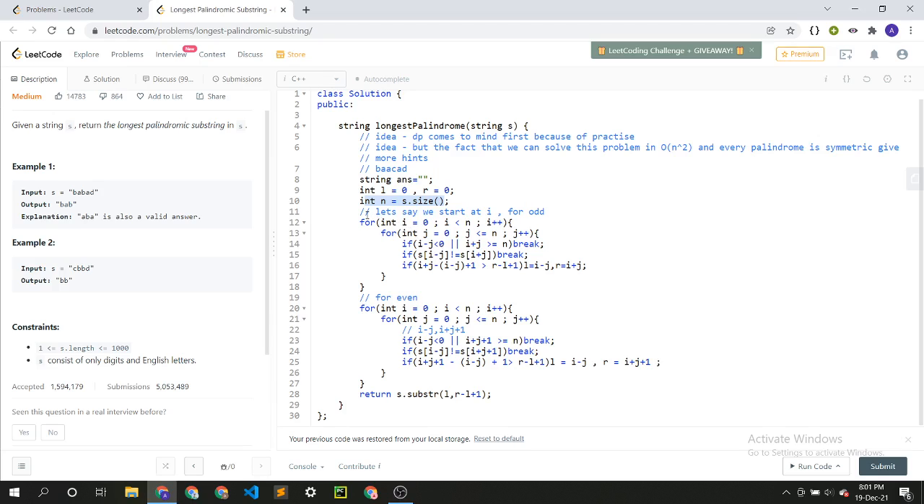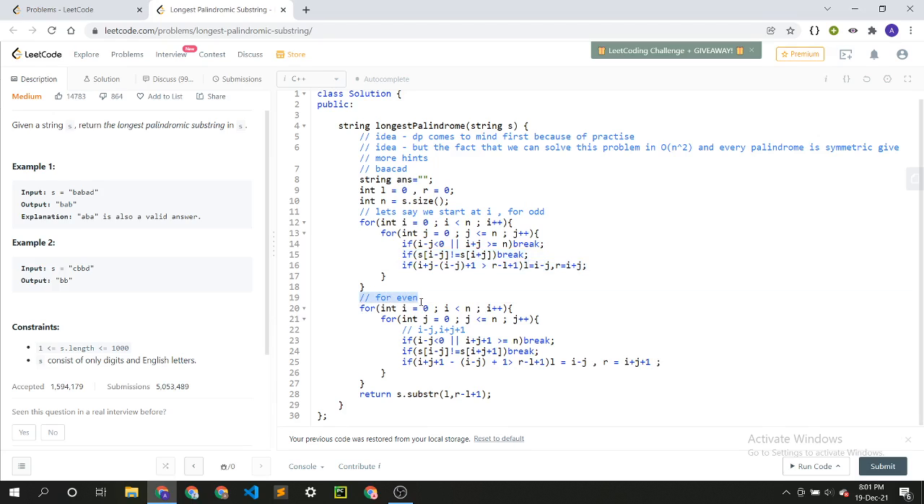So for the case where our longest palindrome is of odd length, I will start traversing my array. I will consider the ith indexed point to be the center, and I will start traversing, increasing the size of my subarray. Whenever I reach a point where either I am at the end of my array, or the palindrome stops being symmetric, then I will break. Otherwise, I will keep on updating my L and R.